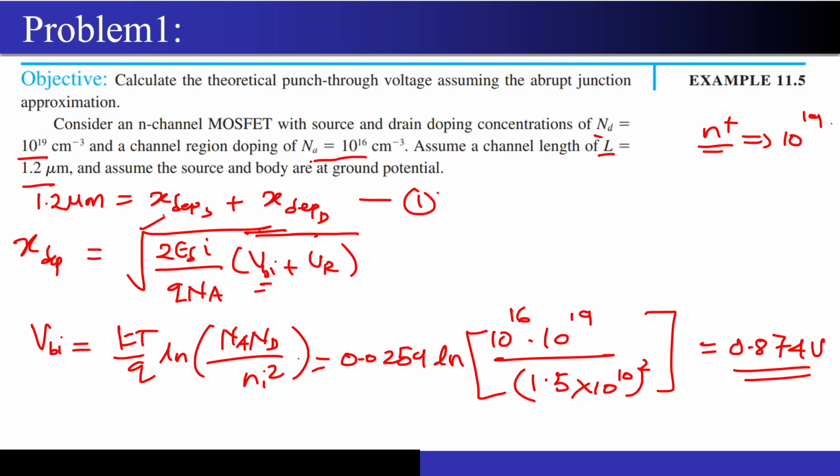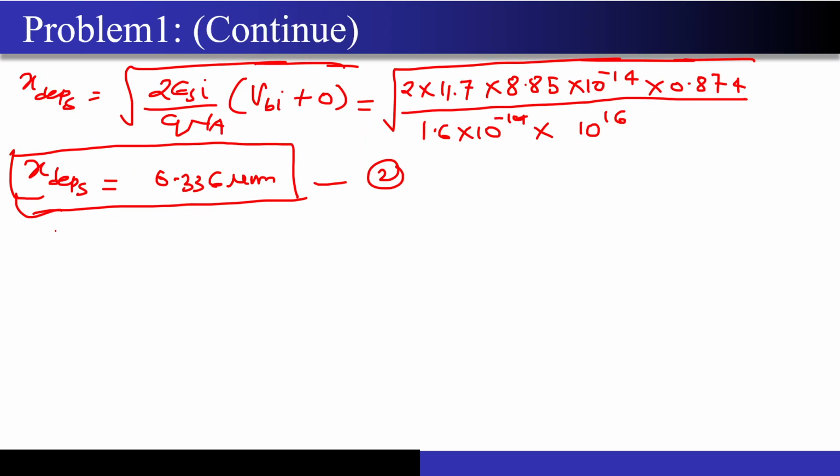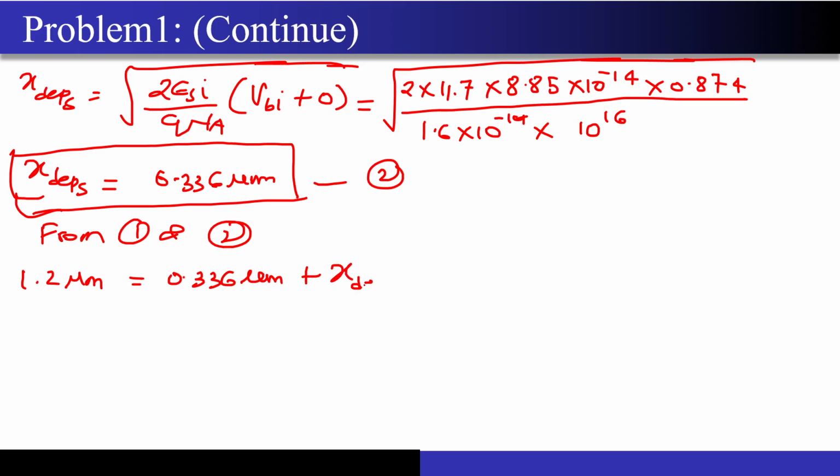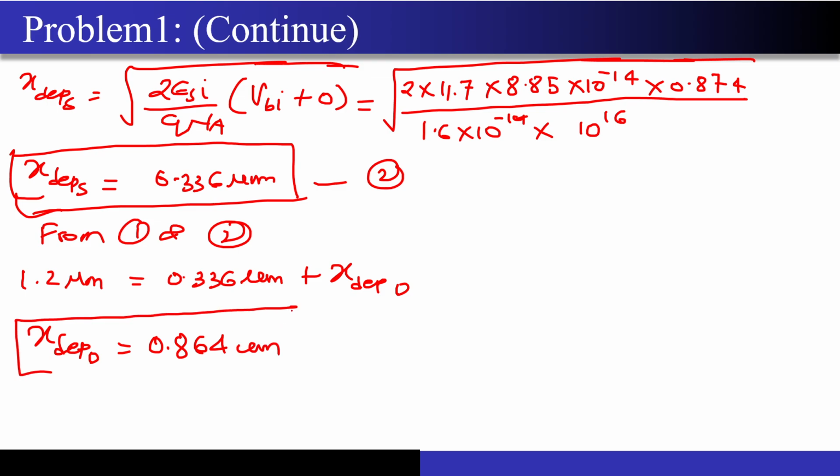Let me just highlight this equation number 2, and this is equation number 1, correct? So this value that you are seeing over here we have found out now, so I can easily get the answer for this particular value. So from 1 and 2 we will solve this. 1.2 micrometer is equal to 0.336 micrometer plus X depletion on the drain side. So X depletion on the drain side will come out to be approximately 0.864 micrometer. So now I got the value of the depletion region on the drain side.